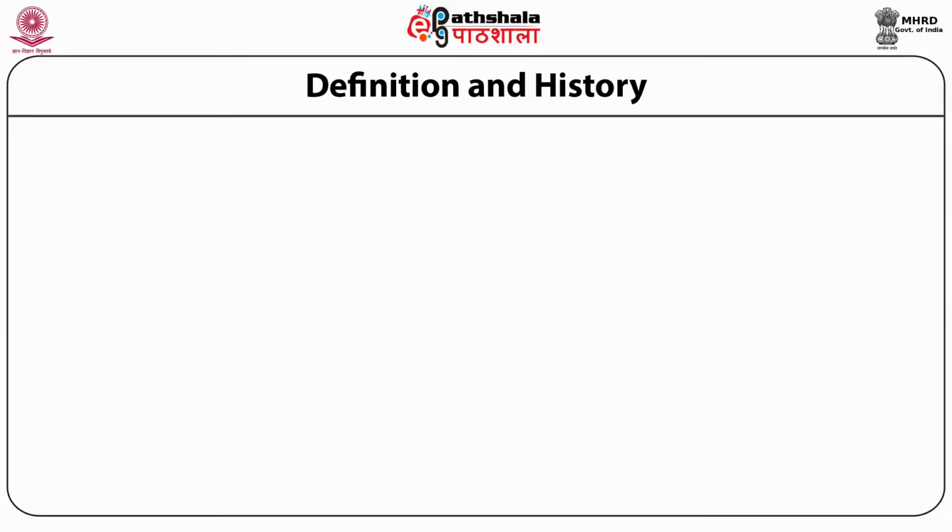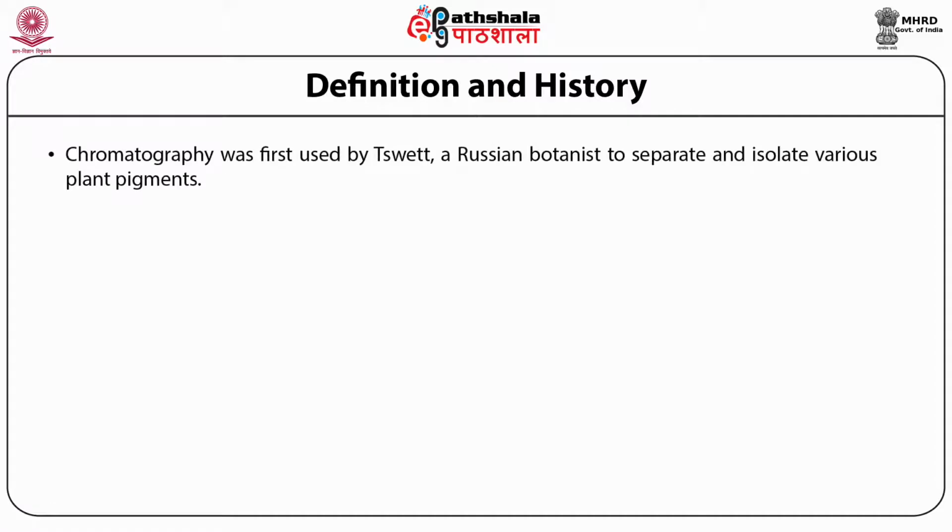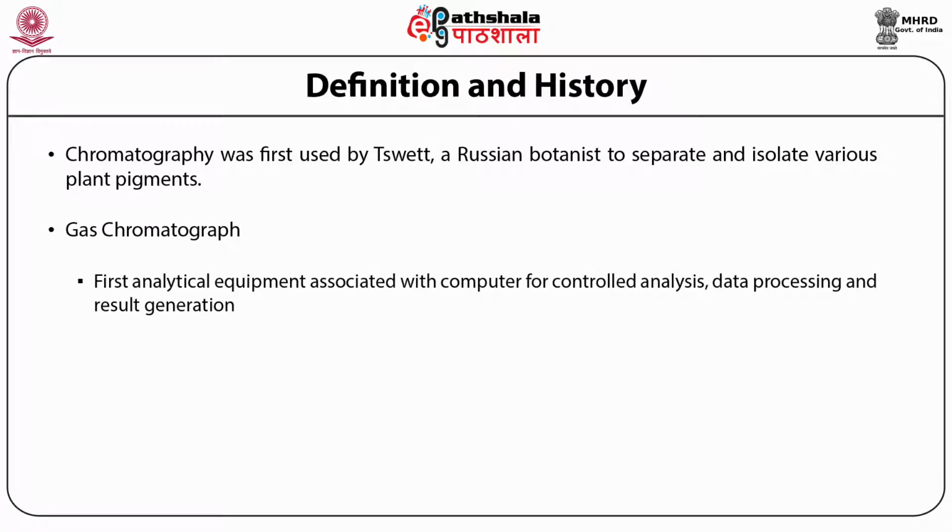Chromatography is a unique and commonly used technique in contemporary chemical analysis. Chromatography was initially used as a separation method by Tswett, the Russian botanist who separated and isolated various plant pigments. He employed the most basic form of separation, that is, liquid-solid chromatography. The gas chromatograph was the first analytical instrument associated with a computer for controlled analysis, data processing, and result generation.